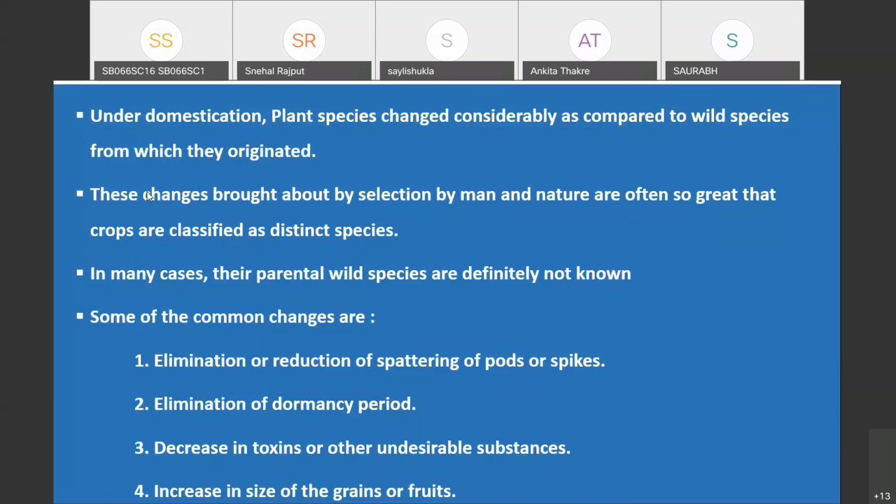Okay, these changes brought about by selection by man and nature are often so great that crops are classified as distinct species. In many cases, their parental wild species are definitely not known. In most cases, the changes are so severe that their original parent wild species are not known to us.